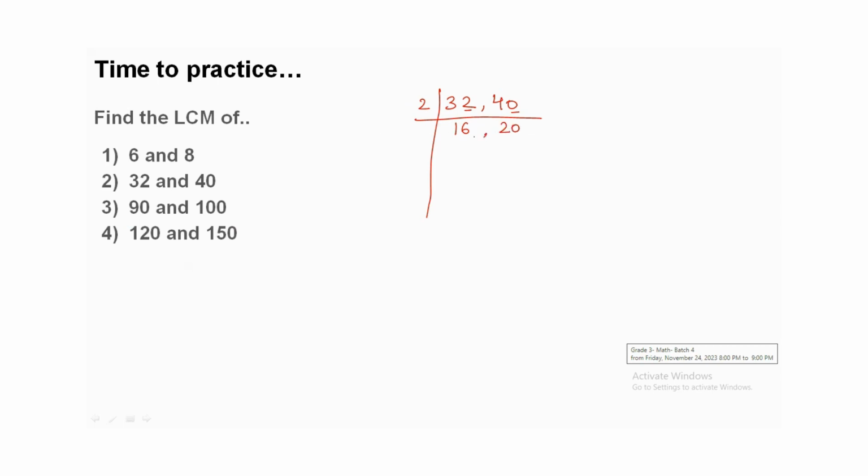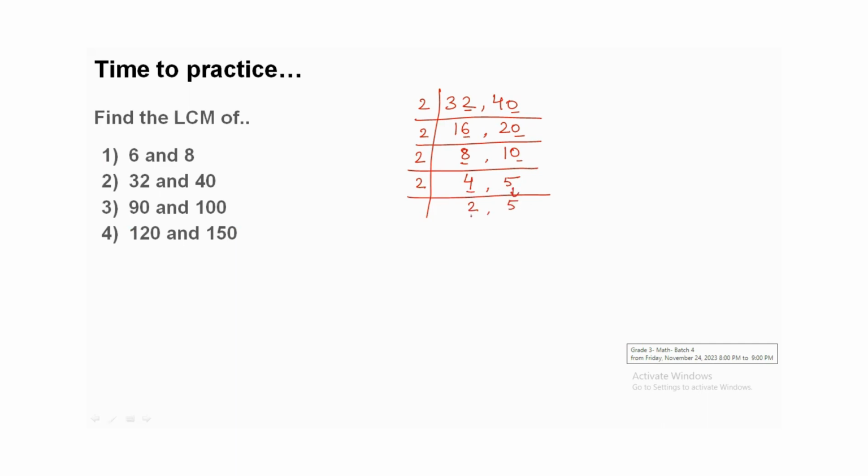Then again I can see 6 is here and 0 in here and both are even numbers, so it is divisible by 2. So 16 divided by 2 is 8 and 20 divided by 2 is 10. Now you can see 8 and 0 are both even numbers, so again it is divisible by 2. I can take 4 over here and 5 over here. Now it is 4, again an even number. So 2 times 2 is 4 and then it is 5 because 5 is not divisible by 2.